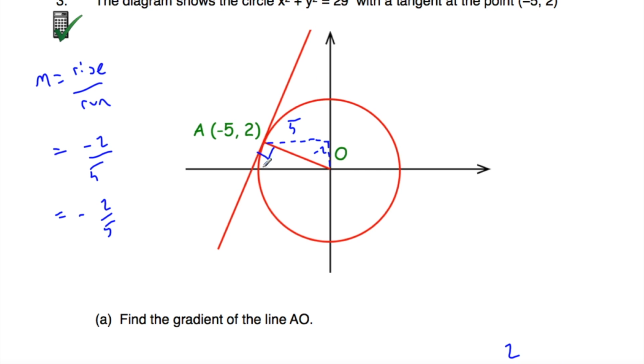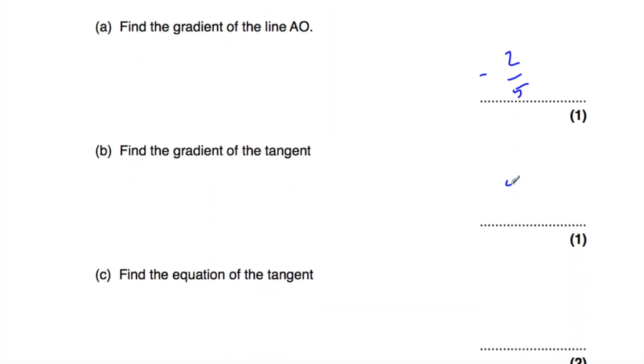They meet at 90 degrees, so they're perpendicular lines. So if we know the gradient of AO, which we do, which is m equals minus 2/5, to find the gradient of the tangent, we need to do the negative reciprocal of that. So m would be equal to, well, it was already negative. When we do the negative reciprocal, that would change the sign, so it's going to be positive. And the reciprocal of 2/5 would be 5/2. So the gradient of the tangent will be 5/2, or 2.5. And that's it. So let's write that down, 5/2.